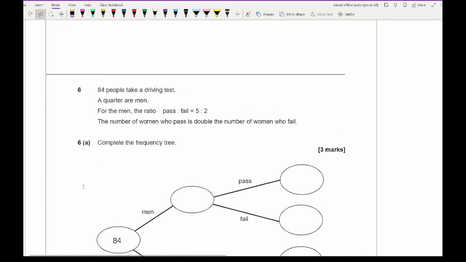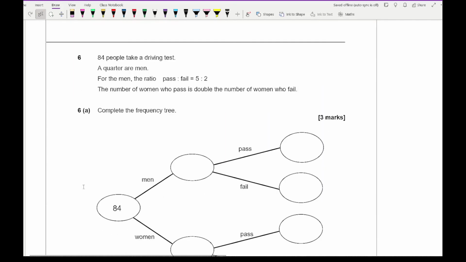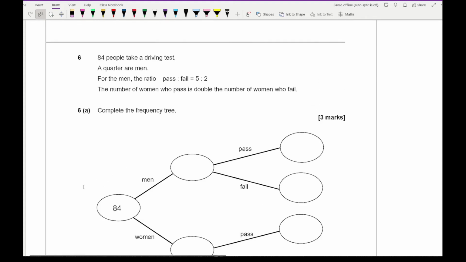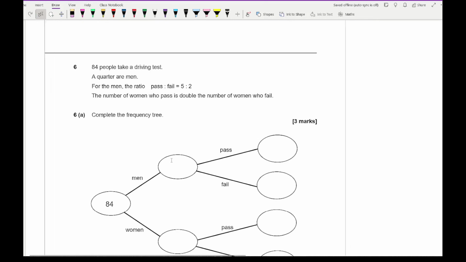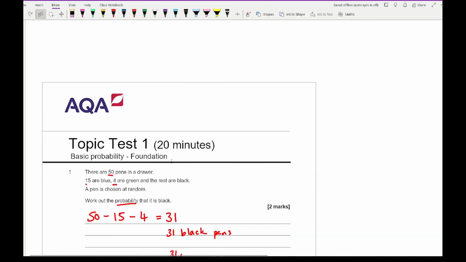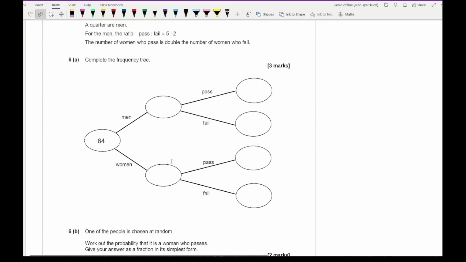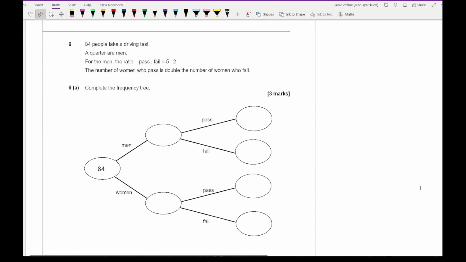Moving on to question 6, it says that 84 people take a driving test, a quarter are men. For the men, the ratio of pass to fail is 5 to 2. The number of women who pass is double the number of women who fail. So what we need to do is use this information to complete our frequency tree. Now let me just zoom out a little bit, and typically it resets. So let's just get back to the question and work through this.